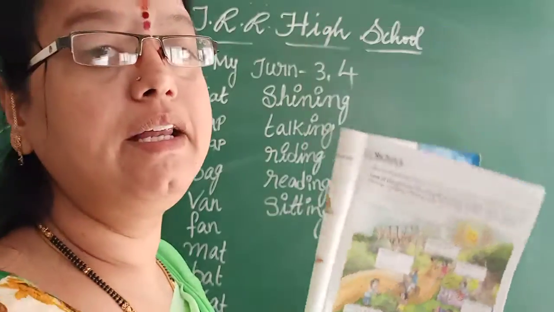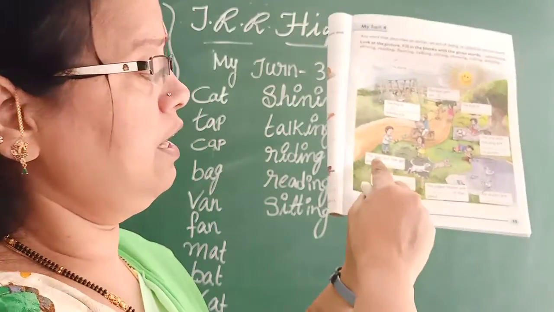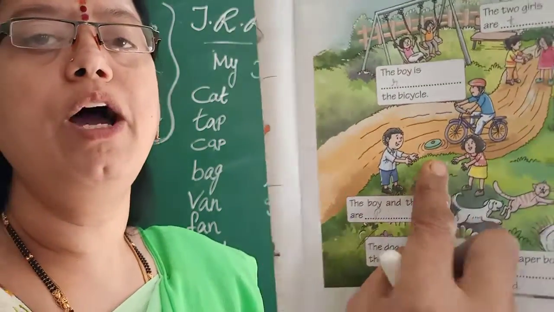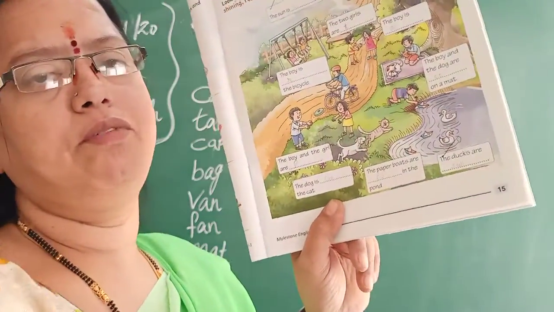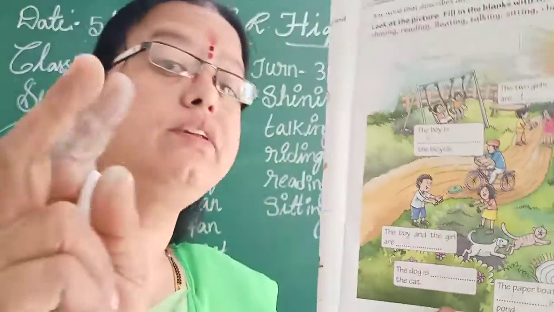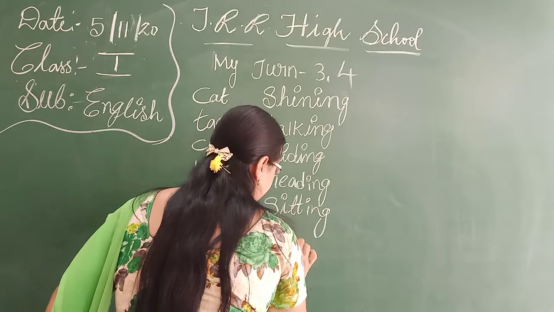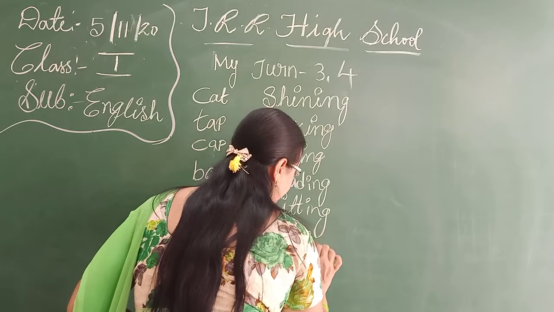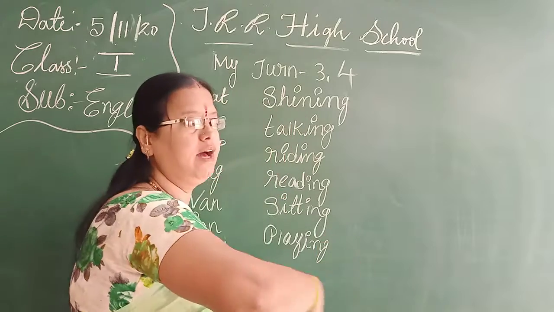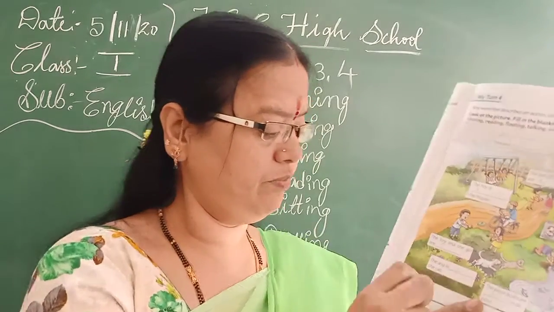The boy and the girl are playing. The girl and the boy both are playing. What are they doing? See. They both are playing. What is the playing spelling? P-L-A-Y-I-N-G. The boy and the girl are playing.